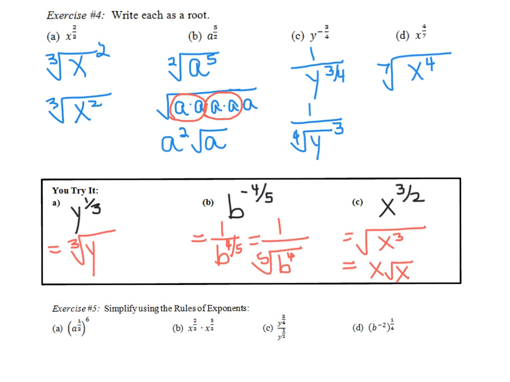You'll notice that in part C, we were able to simplify the square root of x cubed by thinking of x cubed as the product of x times x times x. So a pair of x's multiplies together to give me x squared, and the square root of x squared is x. So that's why we have an x out in front of the radical.